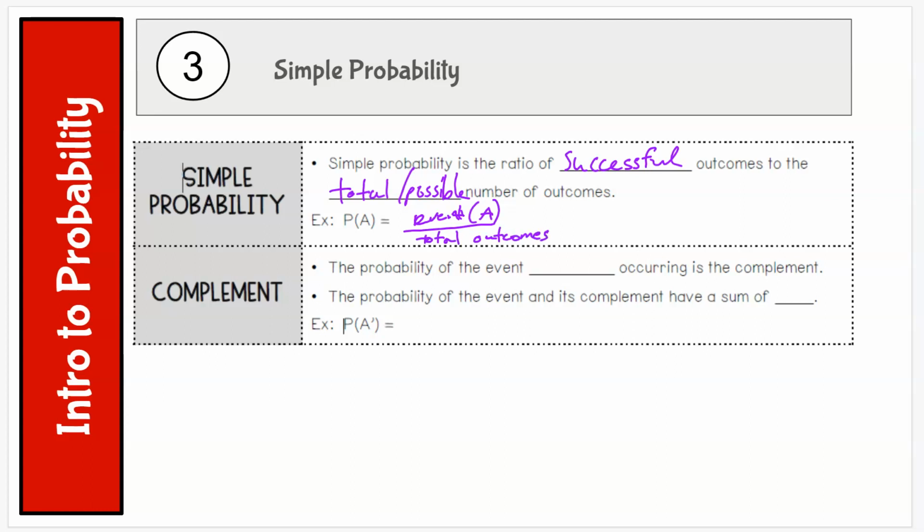Whereas the complement is the probability of the event not occurring. The probability of the event and its complement add up to be 1. So on this one, we just write that fraction as not A, when it doesn't happen, over the total outcomes. So remember, make note of this. These are two good equations we're going to use as we go throughout the rest of Unit 9.